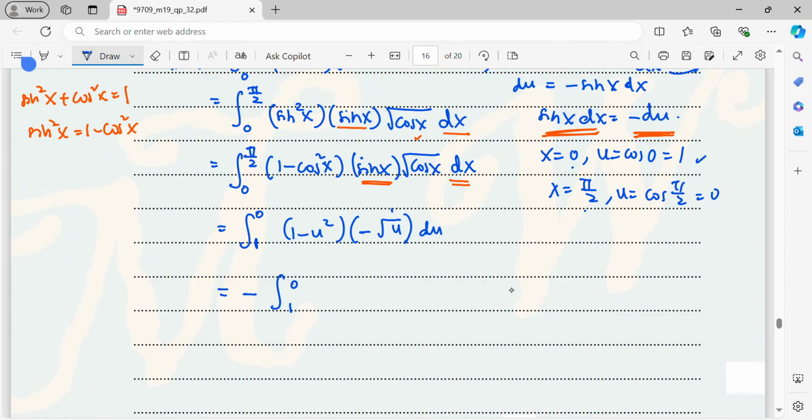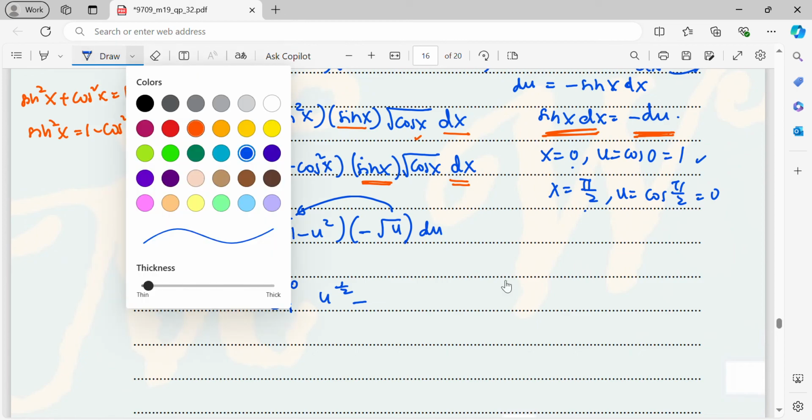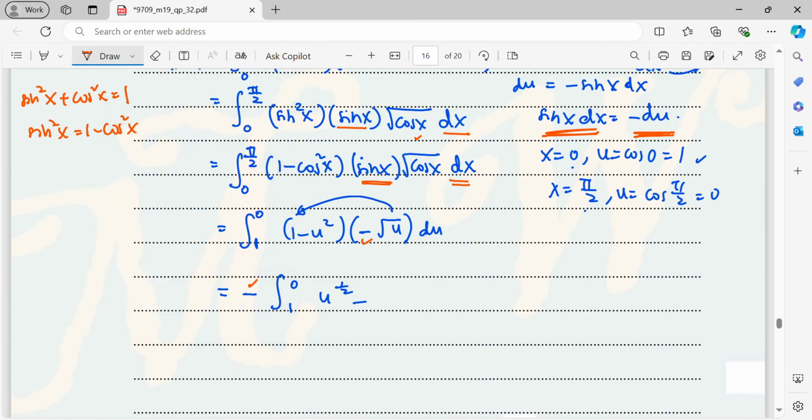Then this is u to the power half. You multiply with 1. That is going to be u to the power half. Then minus, because this negative is already taken out, u to the power half times u squared. That is u to the power 2 plus half, or half plus 2. That is u to the power 5 over 2. So I will write u to the power 5 over 2.